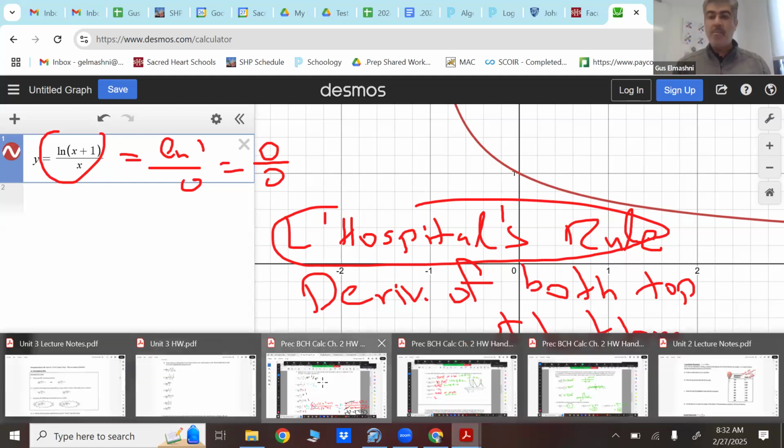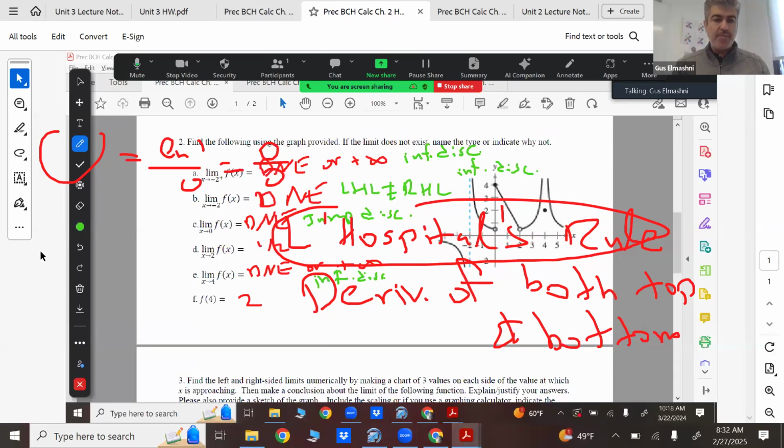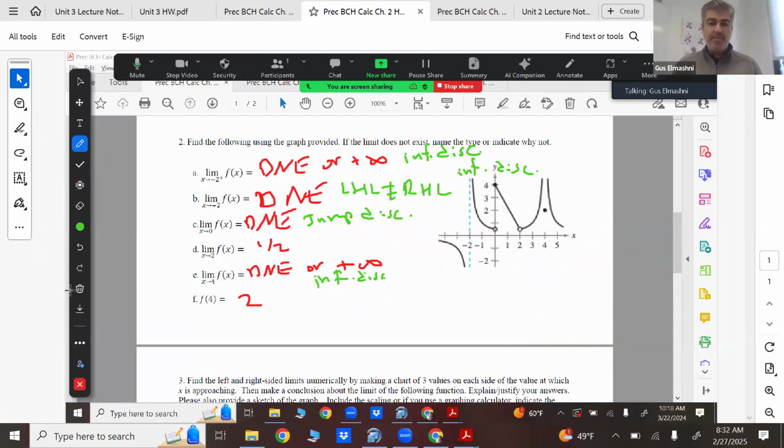We're okay. All right. Number 2. Here we go. Let me clear the screen. That's just looking at a graph. Should be d for most of these, right? If you do say positive infinity for a and e, that's totally fine. I'd accept that.